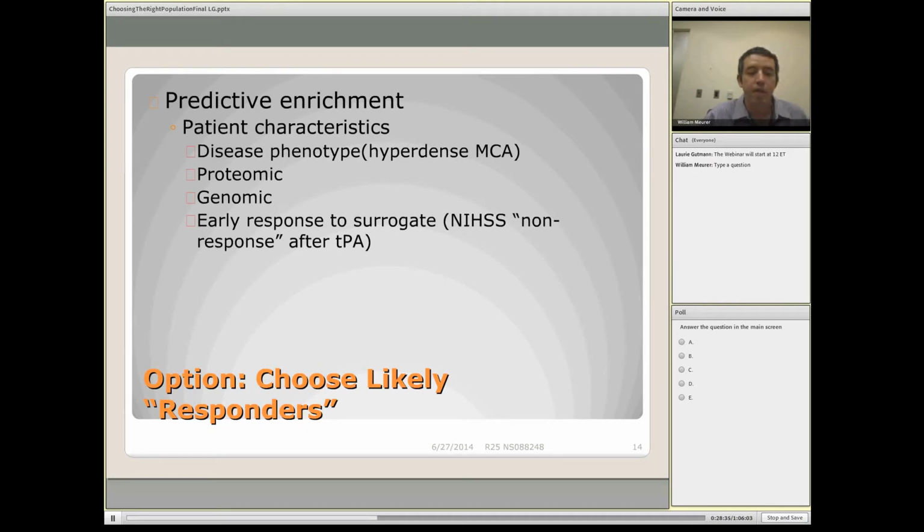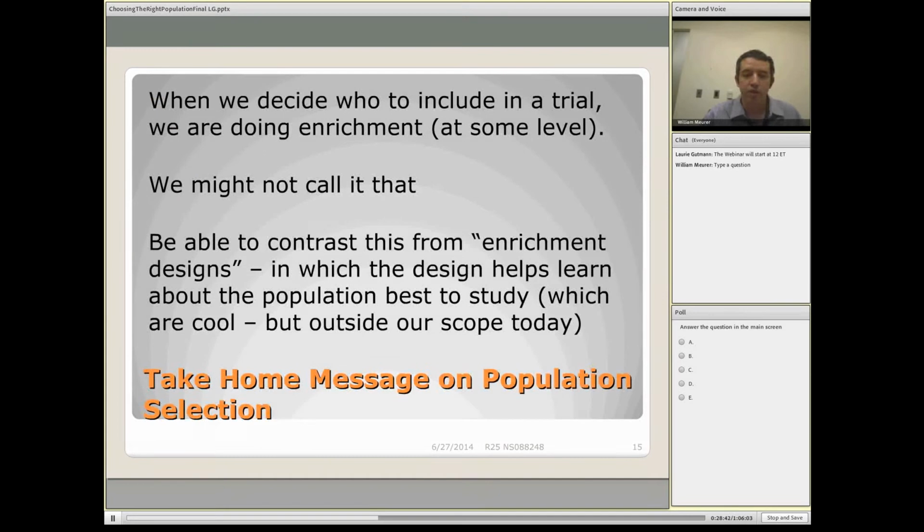So I think the take-home message on population selection, and soon we'll go into one more question, and then I'll give a little example about stroke: when we're deciding who to include in a trial, we are doing enrichment at some level. It might not be what we call it, but this is important because it's always a major design step to think about who you are going to be studying after you've decided what the disease is and what the general biology of your treatment is.